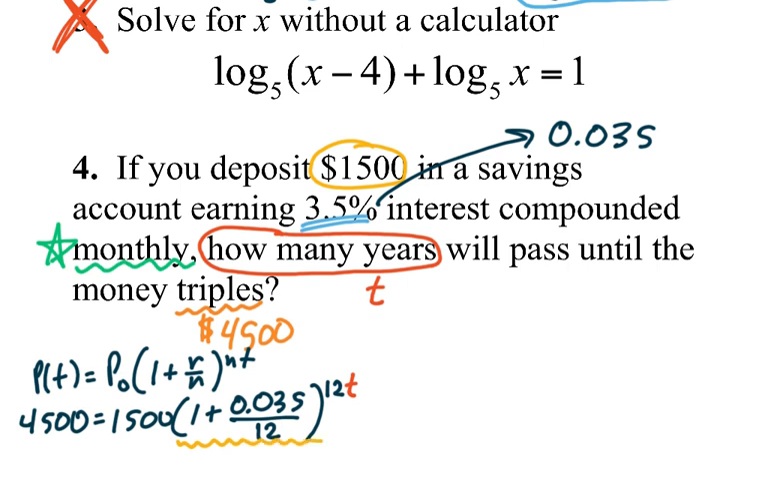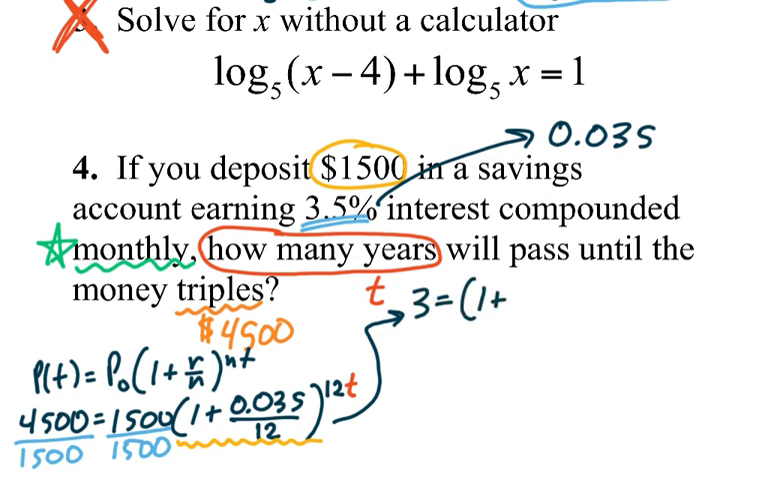So to get that by itself and change things into logs, the first big step was we divided by p sub 0 first. So divide both sides by your starting amount. That gives me, all right, 4,500 over 1,500 is basically 3, equals 1 plus 0.035 over 12 to the 12t. All right, now that base is all by itself here.